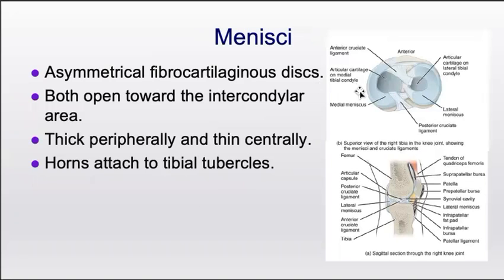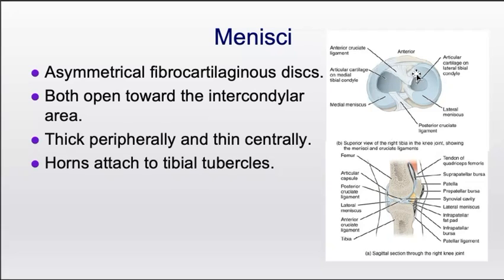So again, the meniscus is an asymmetrical fibrocartilage disc, and you have one on the medial and the lateral aspect. Okay, so you have one for each femoral condyle. They both open up towards the center. They're highly protective of the knee joint. Typically they are thick peripherally and thin centrally, so as they come to the middle, they get a little bit thinner.